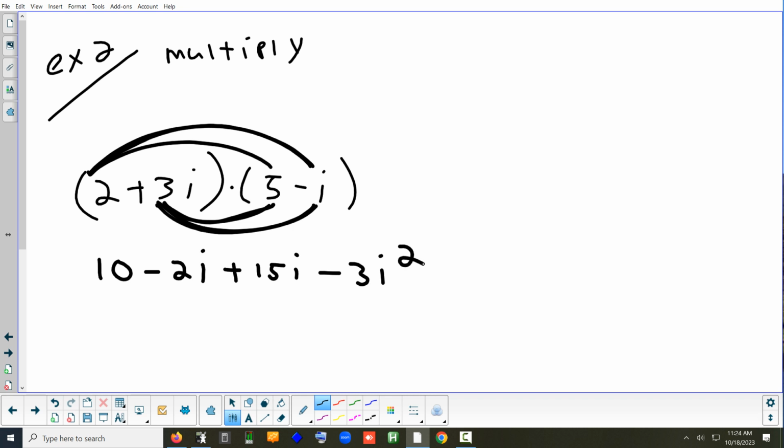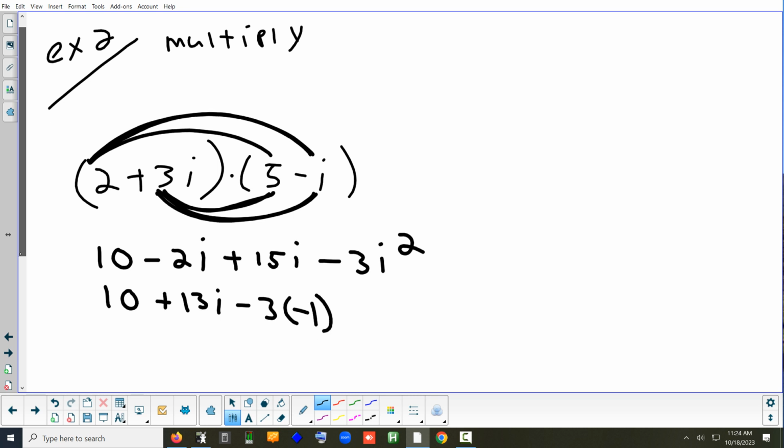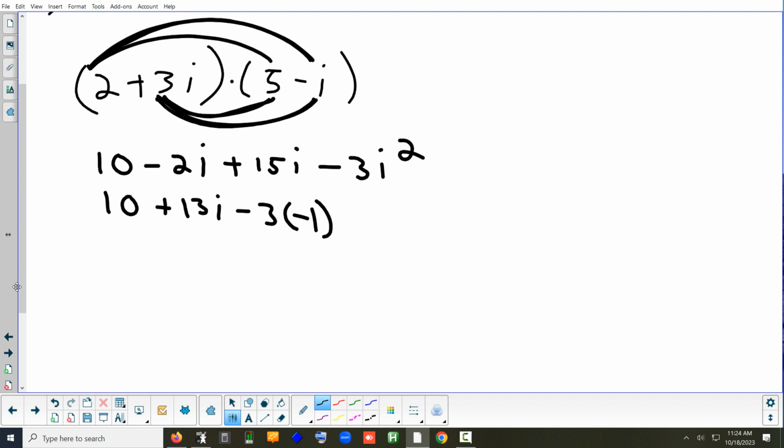Okay, now what did we say? Well, actually, we can do a couple things. What's negative 2i plus 15i? So it's 13i. And now, what did we say about i squared? It's negative 1. I squared is negative 1. So it's just positive. So that's going to become, instead of a minus 3i squared, plus 3.